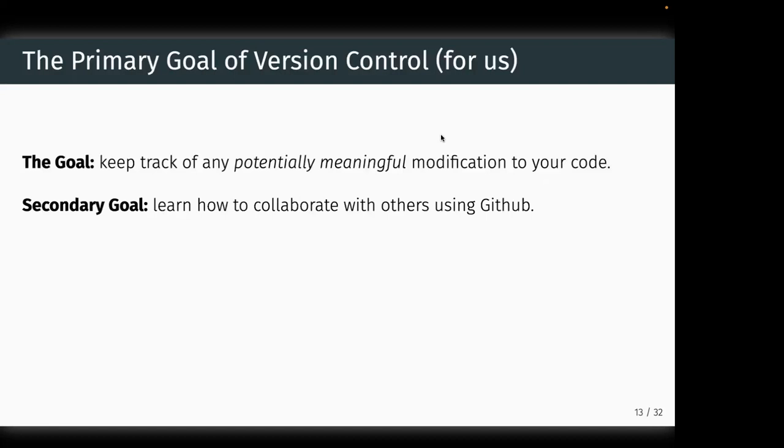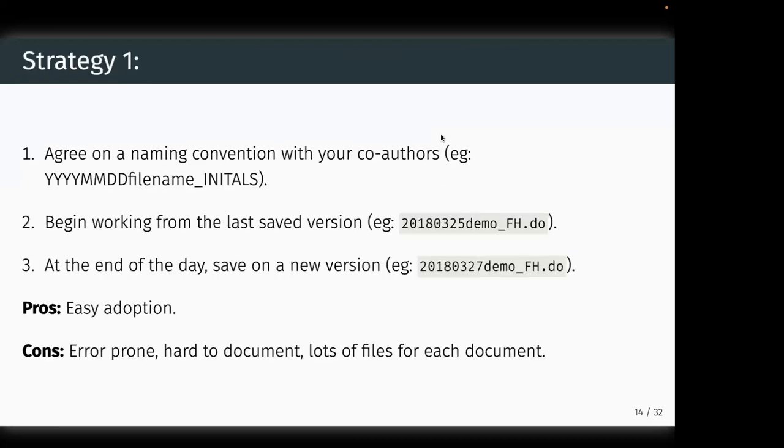As a secondary goal, we're going to try to learn a little bit of how to collaborate with others using GitHub. But we're going to focus on the primary goal. And given this goal of trying to keep track of any potentially meaningful modification of the code, if you have never heard of version control software, this is a strategy that you could use, and it's a valid strategy.